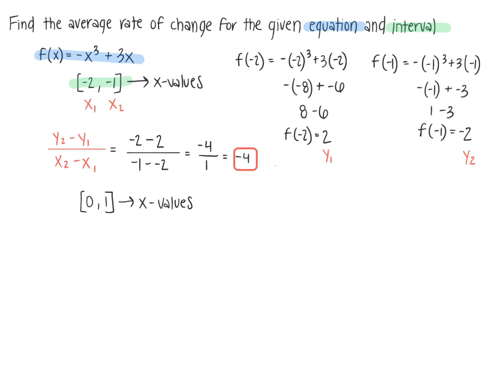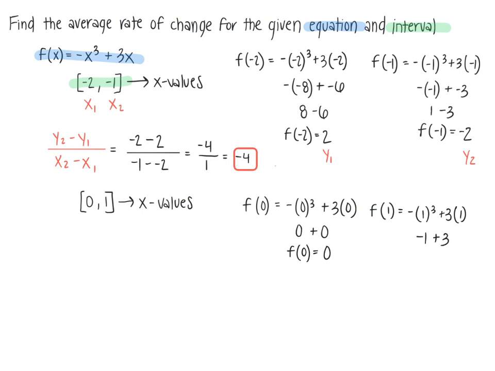Okay, so again, I'm going to start by plugging in these x values. f of 0 is equal to negative 0 cubed plus 3 times 0. So then I get 0 plus 0. So f of 0 is equal to 0. Now I'm going to plug in the other x value, which is 1. So negative 1 cubed plus 3 times 1. We solve this out, we get negative 1 plus 3. So f of 1 is equal to 2.